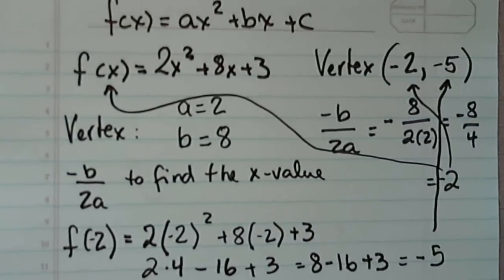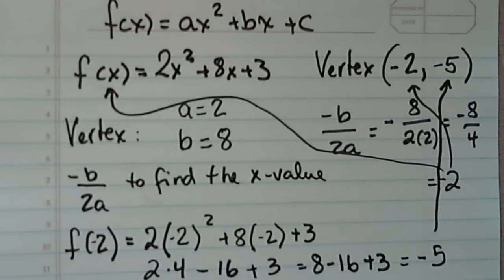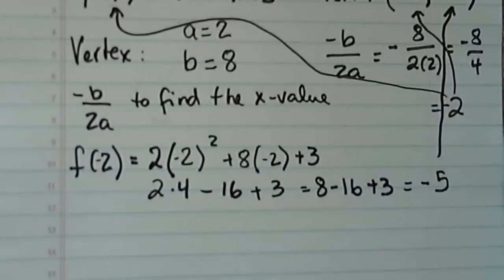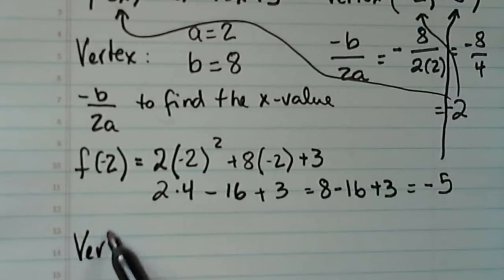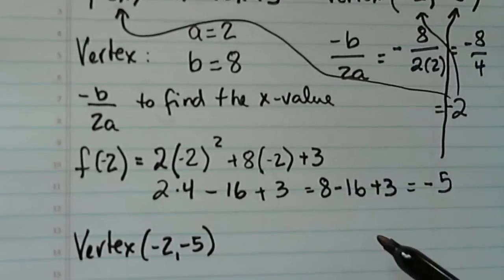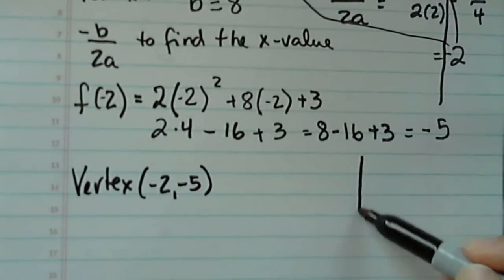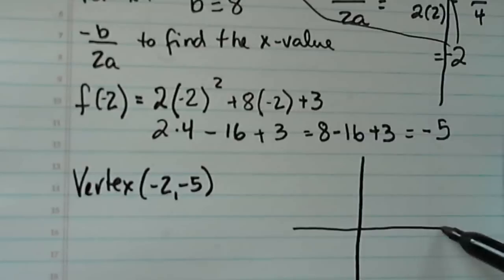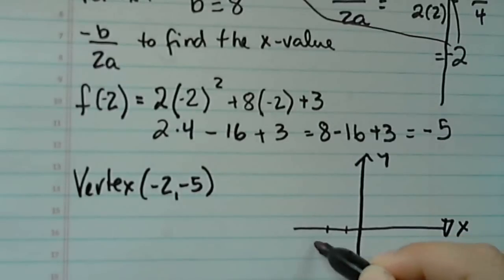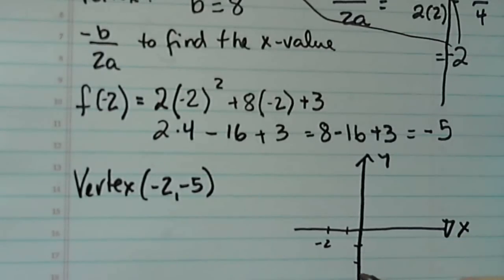Okay, now I can ask you a couple questions. And while I'm asking these questions, I also want to draw it. Let me write this down here again so we can see everything on one. The vertex is negative 2, negative 5. Okay, so a little sketch here. Doesn't have to be elaborate. X here, y. Negative 2, negative 1, negative 2, negative 3, negative 4, negative 5, right down here. So this is my vertex, negative 2, negative 5.